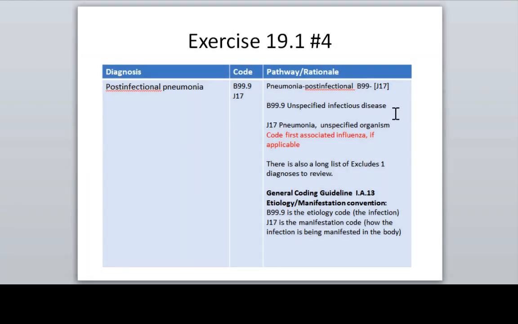For this first exercise, 19.1 number 4, there are a couple of things I wanted to say. One is that I have never used this code for an unspecified infectious disease. Most of the time we know what the organism is and we are able to code that infection, but this code exists because I'm sure there are times we don't know that.